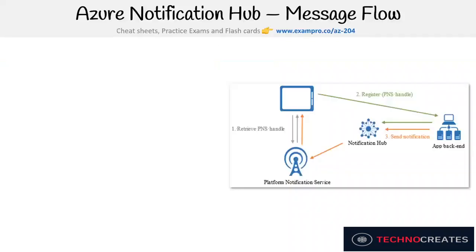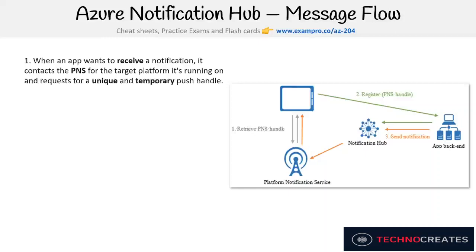All right, let's take a look at how message flow works for Azure Notification Hub. So notice this tower here. This is the platform notification service by your provider. So if you're using Apple, they have their own, Microsoft has their own, et cetera, et cetera. And the idea is that Notification Hub is connected to that, and that's how notification gets pushed out. So Notification Hub is just pushing to this tower, and then this tower pushes out to tablets that are subscribed, okay? But let's go through the flow here because there's some interesting things about handles we need to know.